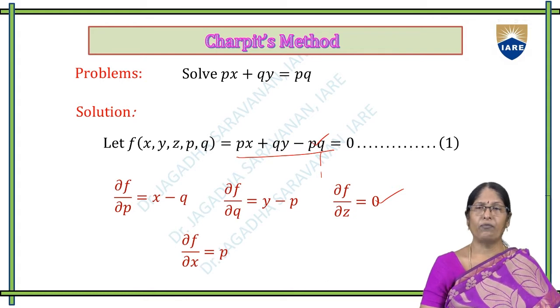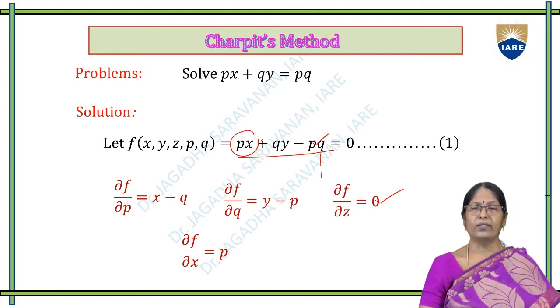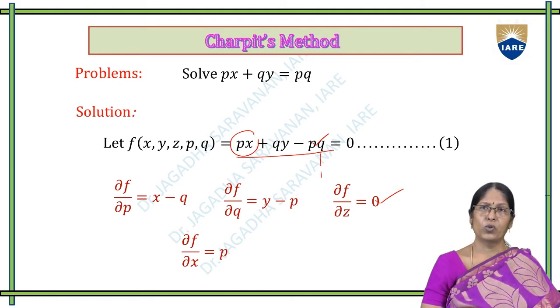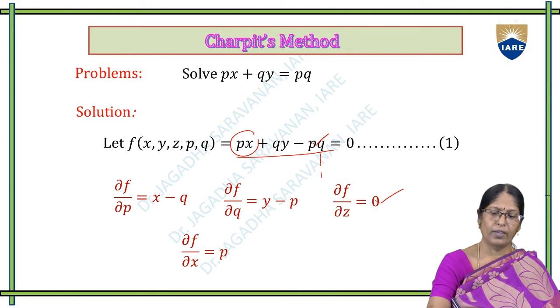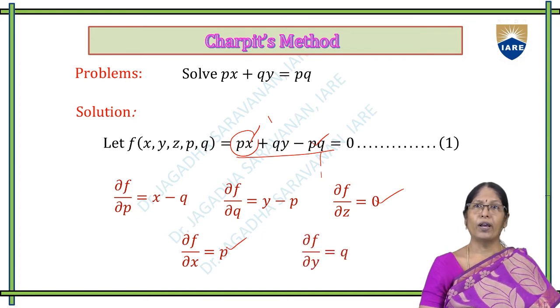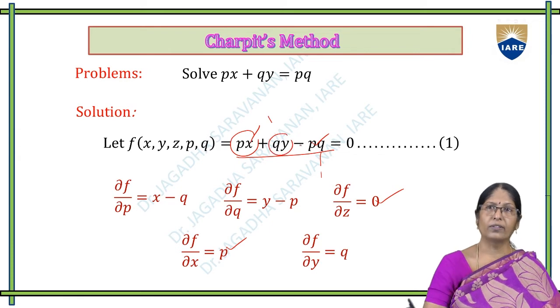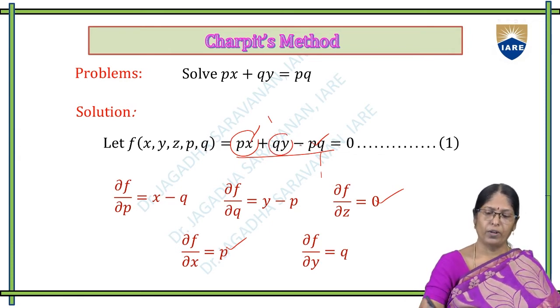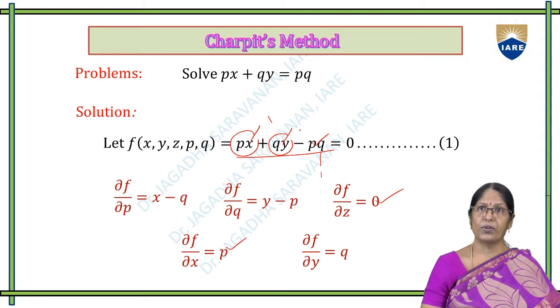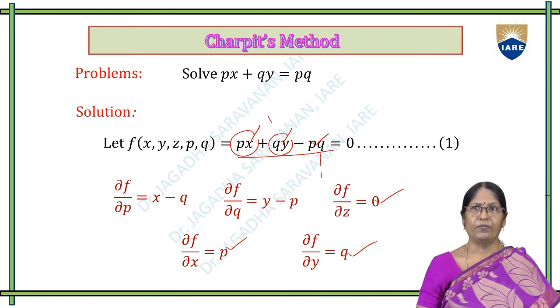Next, ∂f/∂x. Only the first term has the x variable, so with respect to x the derivative is 1, 1 into p, p. Next, ∂f/∂y. The second term has the variable y, so the derivative is 1, 1 into q, q. So we completed the partial differentiations.